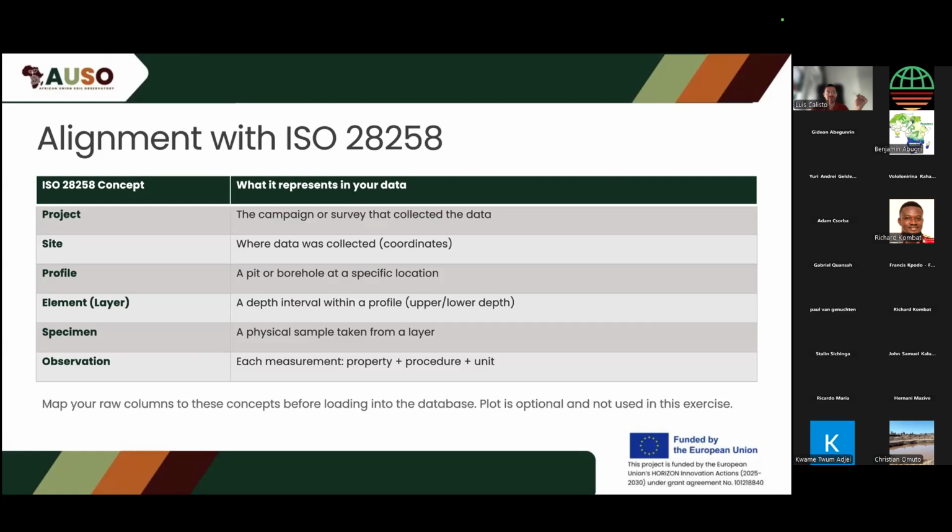Then, of course, we have a profile, a pit or a borehole. Then we have elements, which are layers and horizons, which are defined by the upper and lower depth. Okay. Well, you are soil scientists, so you know this better than myself. Then we have specimens, a physical sample that was taken from a specific layer, but I'm not going to go too much into it. Because for a specimen, we need to have the depth at which it was taken. And the observation. Okay, so we have the features of interest: site, profile, layers, specimen, and you have the observation. And the observation is a triple of property, procedure, and unit.